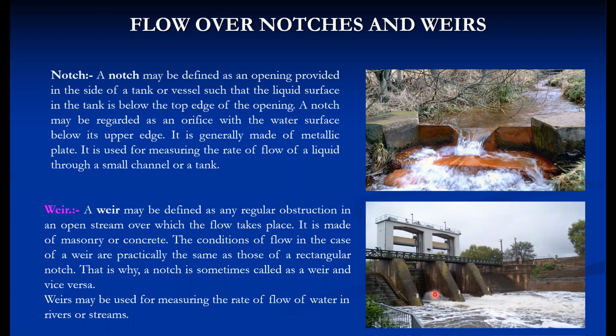A weir may be used for measuring the rate of flow of water in rivers or streams or in dam water also. In other words, a weir is nothing but a larger version of a notch. Notches are sometimes made up of metallic plates, whereas large ones are made up of concrete or some masonry structure. So functionally, they both are the same.